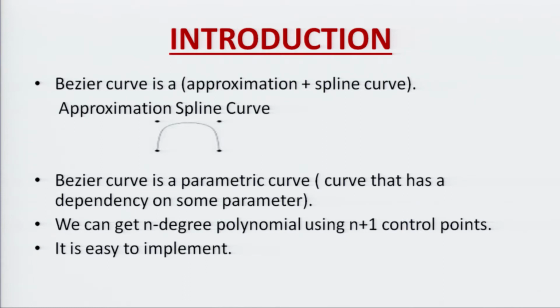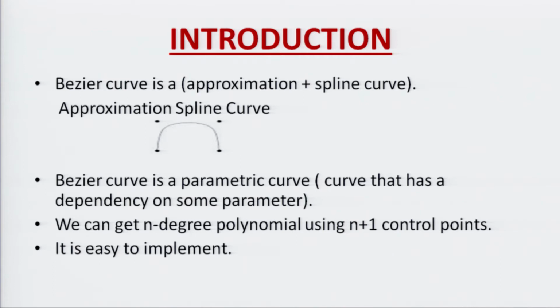An approximation spline curve is basically a spline curve in which control points may or may not lie on the actual curve. Then we have, a Bezier curve is a parametric curve. Parametric curve means the Bezier curve depends on some parameter that we will discuss in future, that is u.